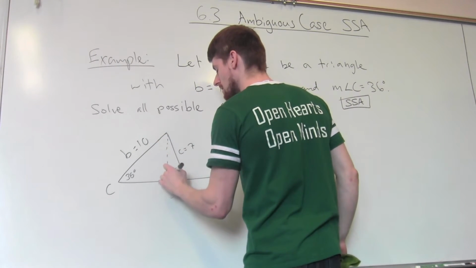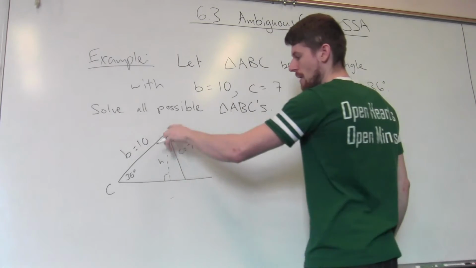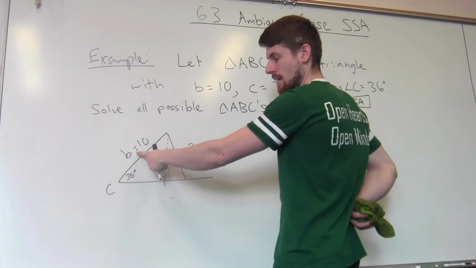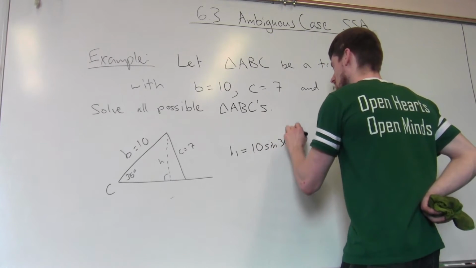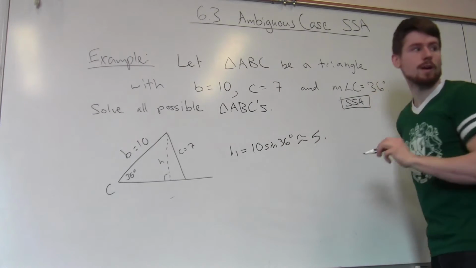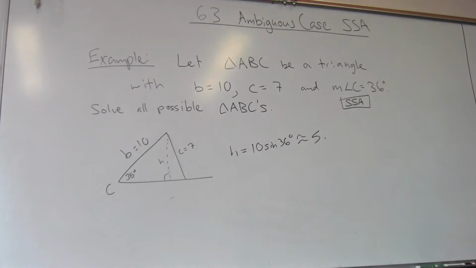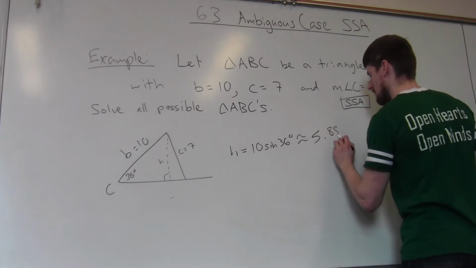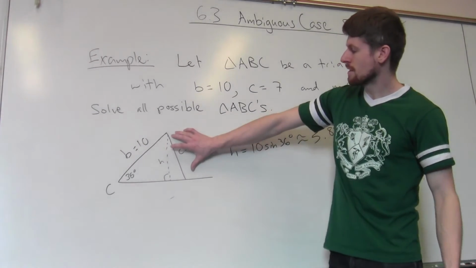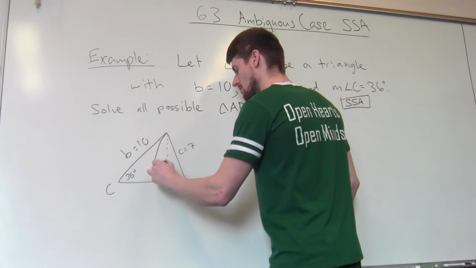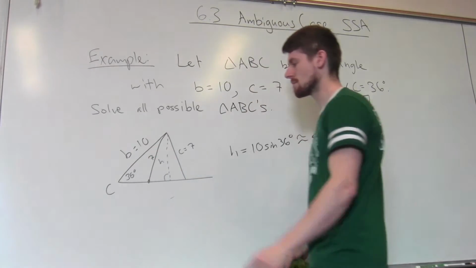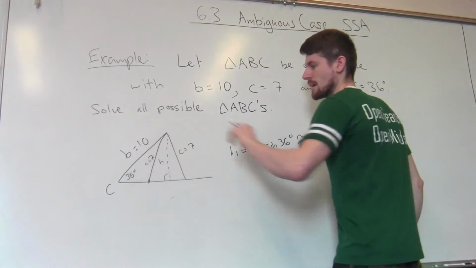So let's draw the height down. If we remember how we found the height, it was by looking at this right triangle with 36 degrees and 10 as the hypotenuse, so the height is equal to 10 sine 36 degrees, which is roughly 5.88. And so this length is longer than the height, which means it will reach. But it's shorter than this side, which means it's going to reach and create 2 triangles. So this is the other possible triangle that has the same side-side angle configuration.